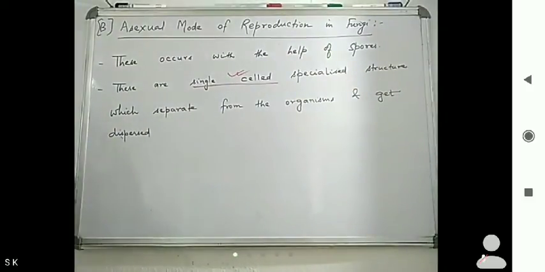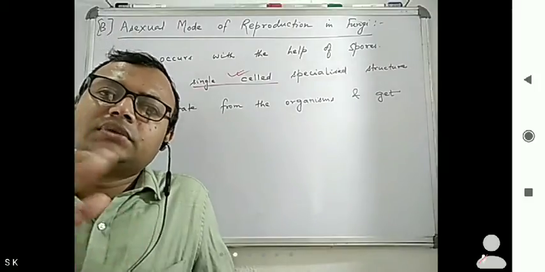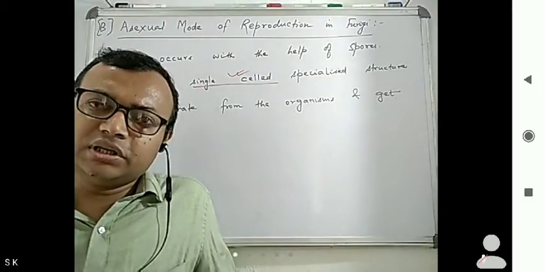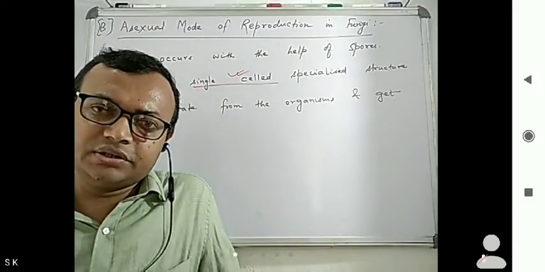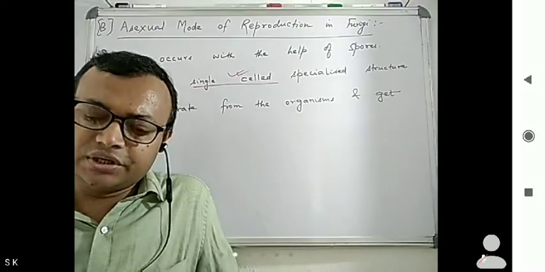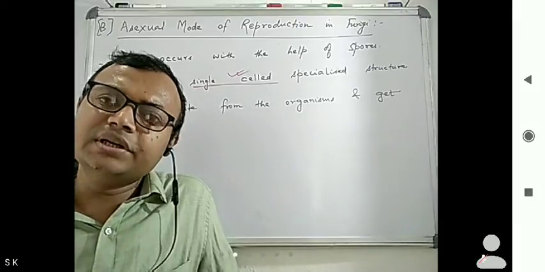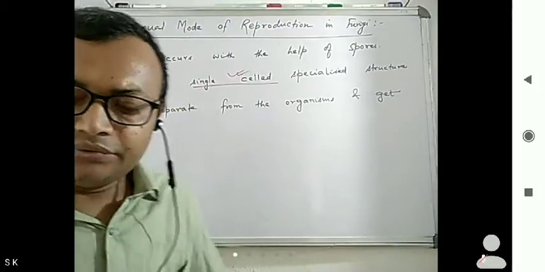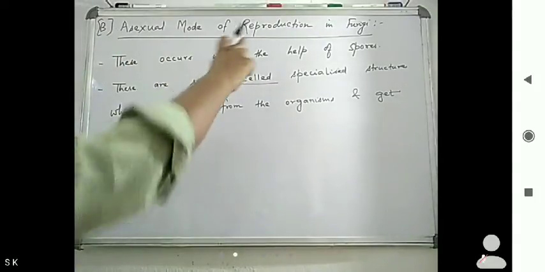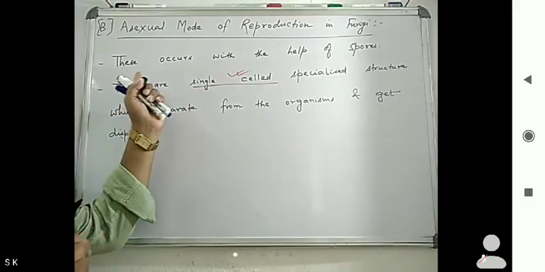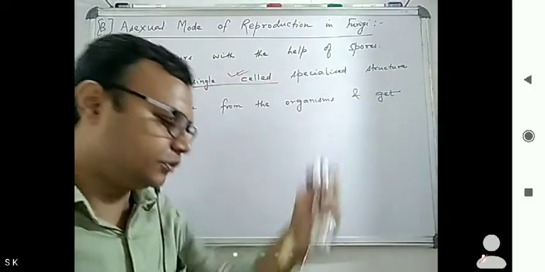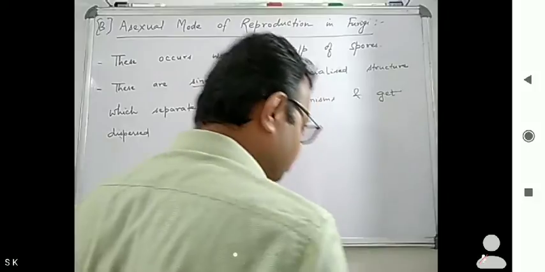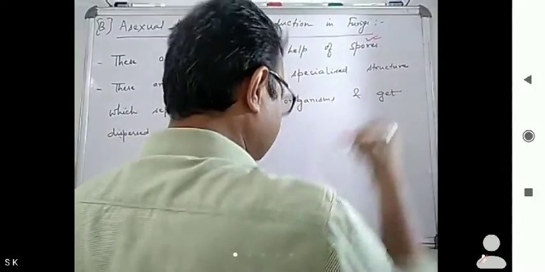What I was telling is that previously I have seen the vegetative mode of reproduction. Under that we saw fragmentation, fission, and budding. These three modes we saw. Now we have seen asexual mode of reproduction in fungi. Here I told, these occur with the help of spores, and this is the most common method.